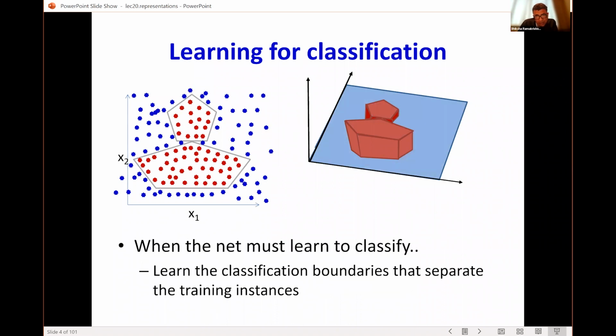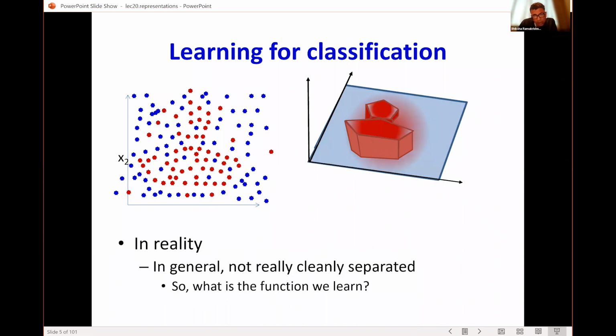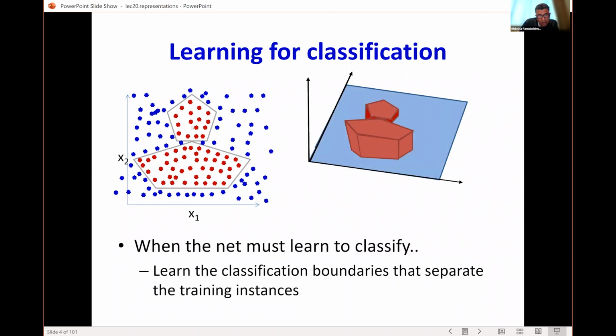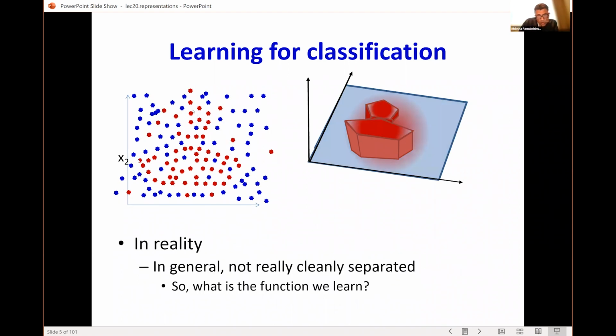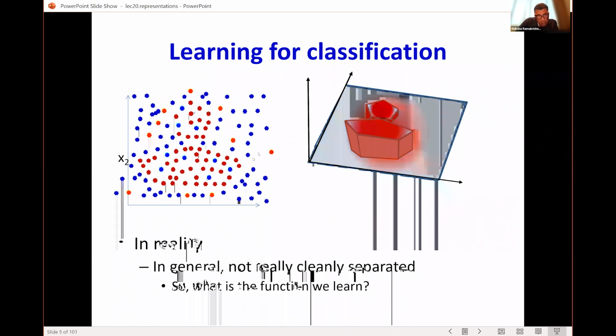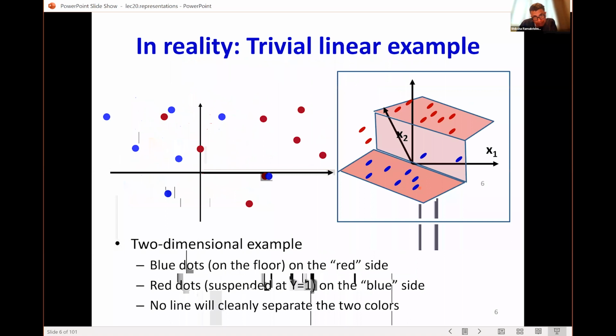Now, in reality, the kind of training data we give are not going to be so cleanly separated. You're not going to have clearly red regions and clearly blue regions. It's going to be somewhat noisy. So you're going to have some blue dots on the red side and some red dots on the blue side. So what function do we learn?